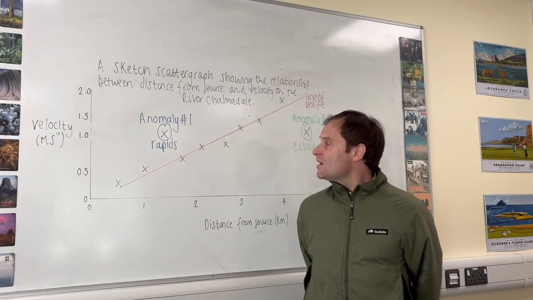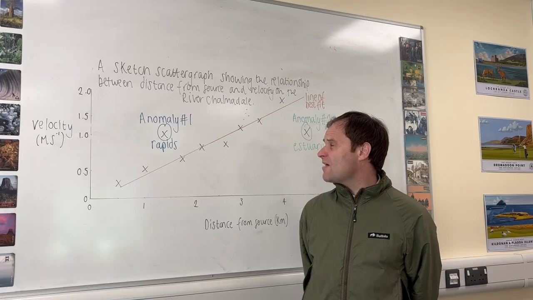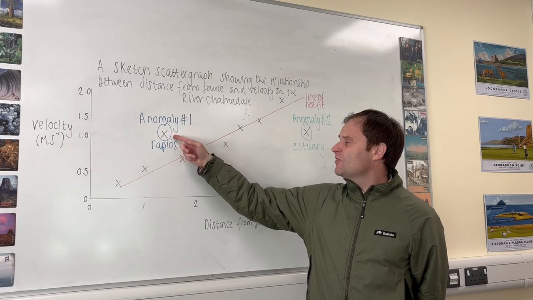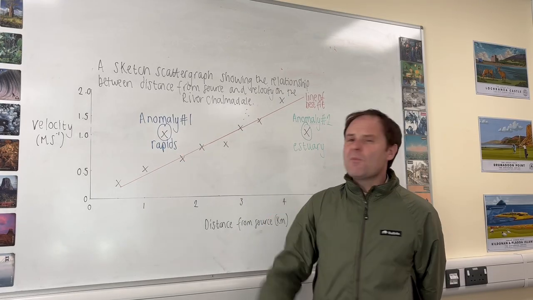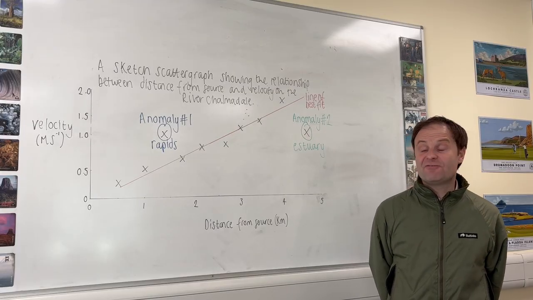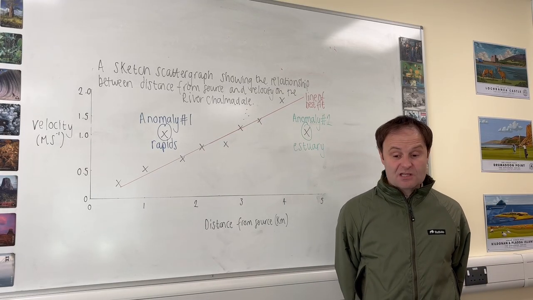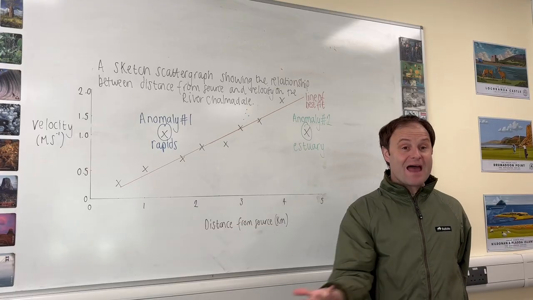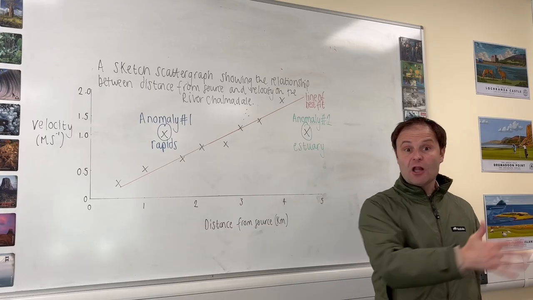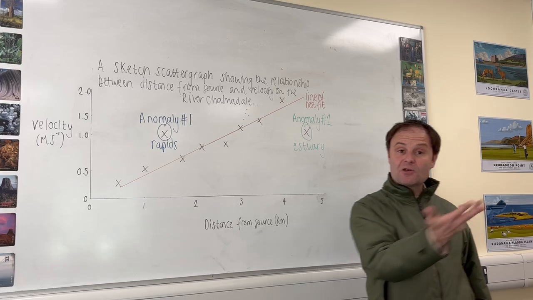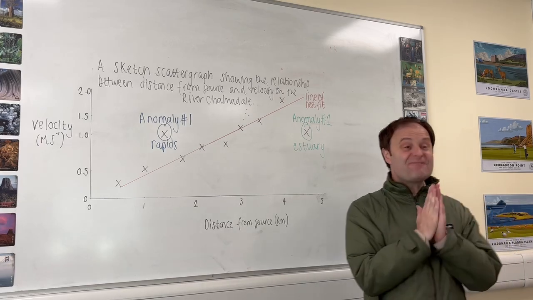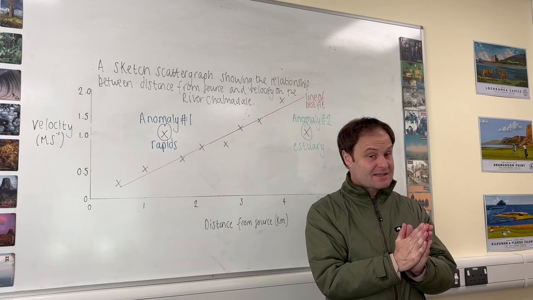First of all, anomaly number one: this point doesn't quite fit in. Here, we'd expect the velocities to be slower, but we can explain it by talking about landforms. This is an area of whitewater turbulence where the riverbed and the riverbed's geology has led to this turbulent whitewater, which has led to faster velocities than what we'd expect.